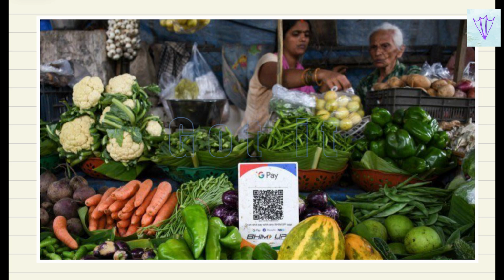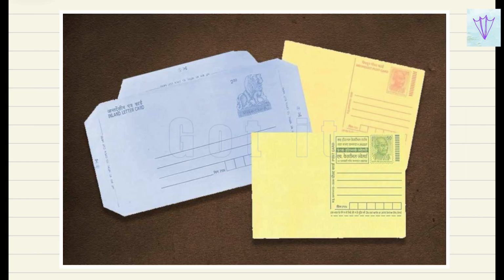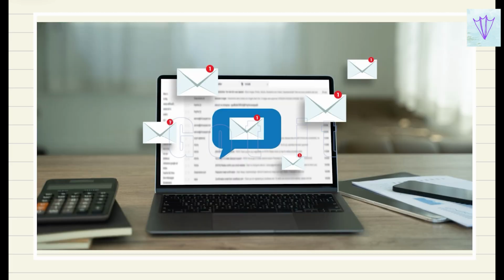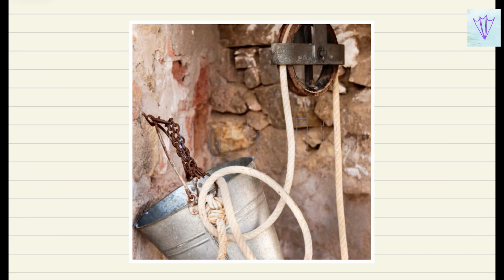For example, instead of sending letters by post, we now use email to communicate with people quickly and at a lower cost. However, remember that technological progress does not always mean replacing the old technologies. Things like pulleys and wheelbarrows are still in use.